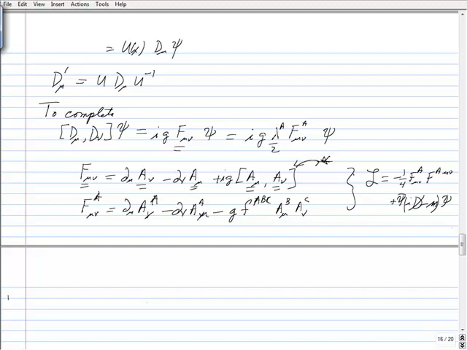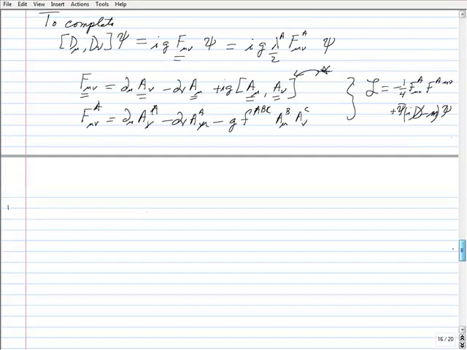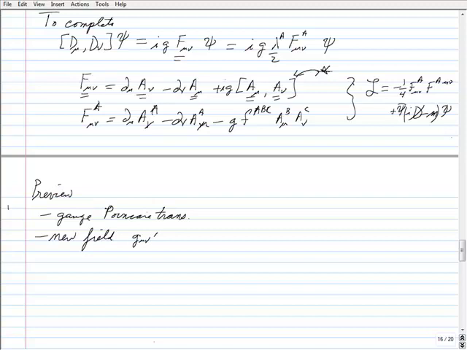So the preview where we're headed is I'm going to gauge basically Lorentz or Poincaré transformations. I'll explain what I mean by that. We'll have a new field. The new field here will be a metric field with two indices. There'll be a covariant derivative. There'll be D_mu. There'll be an invariant matter action.